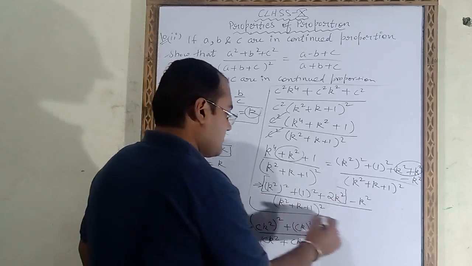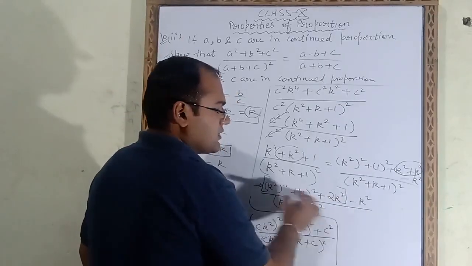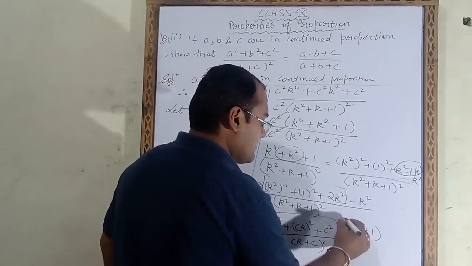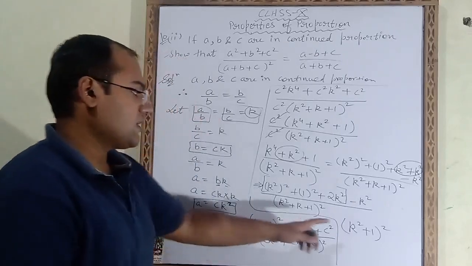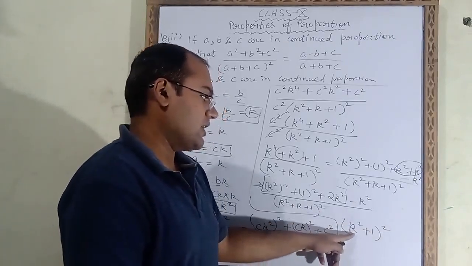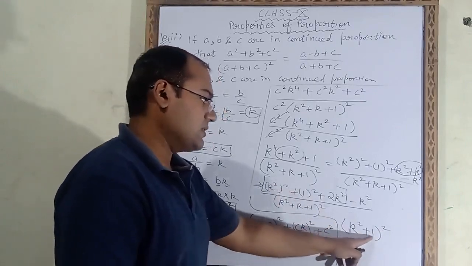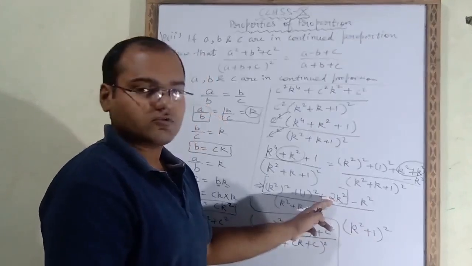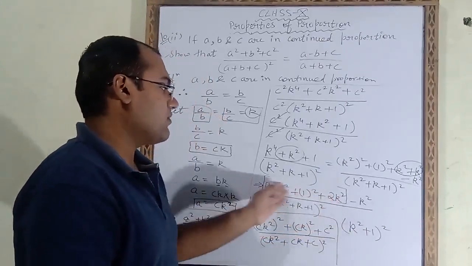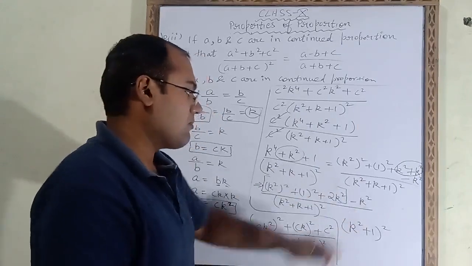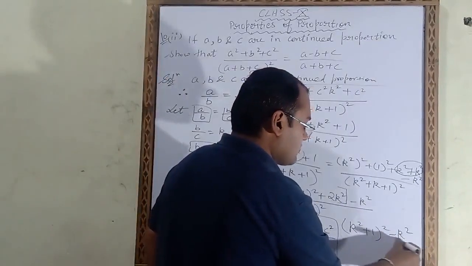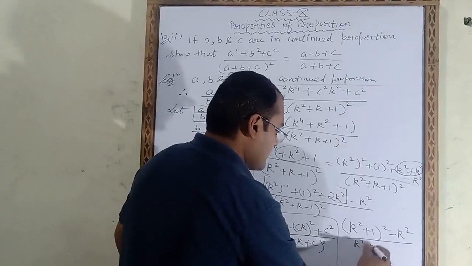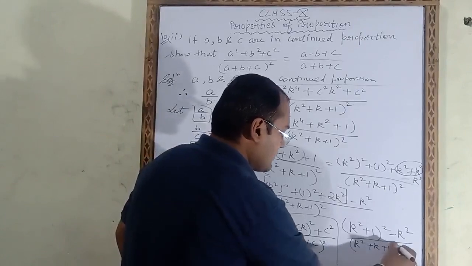So next step, what we have to do? Instead of these three terms, we will write the formula of a plus b whole square. A plus b whole square. So a square, this one term, plus b square, here it is a plus 2ab. 2 into k square into 1 will be 2k square. So with the help of these three terms, we had written this formula. Now minus k square upon denominator will be as it is, k square plus k plus 1 whole square.